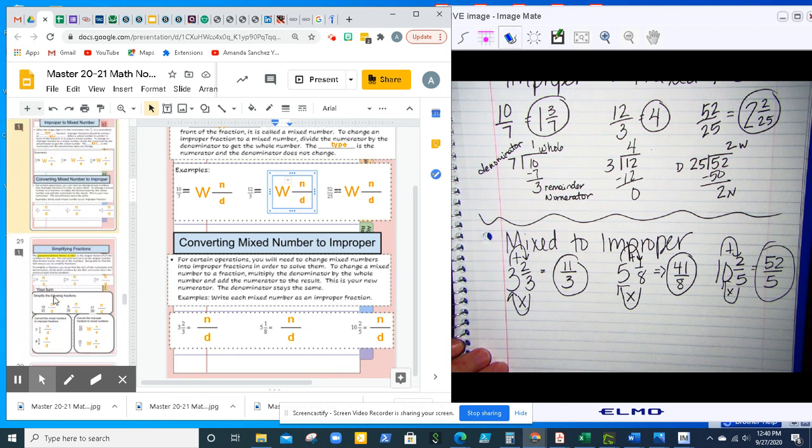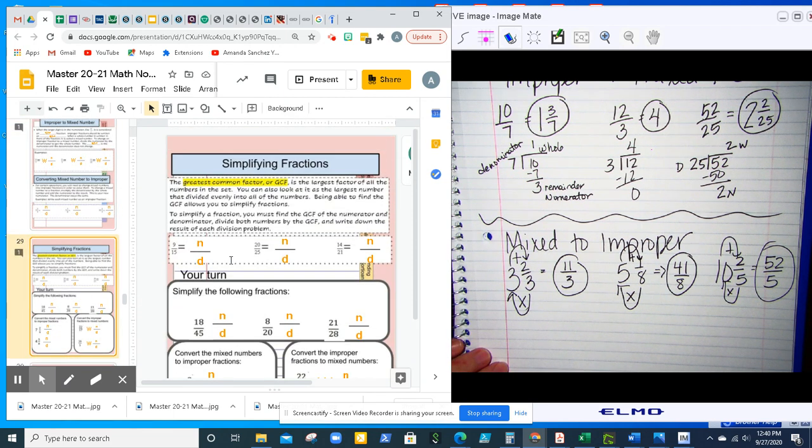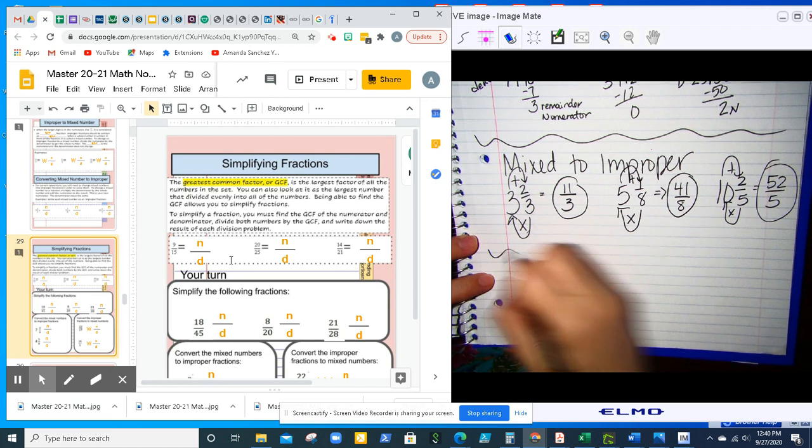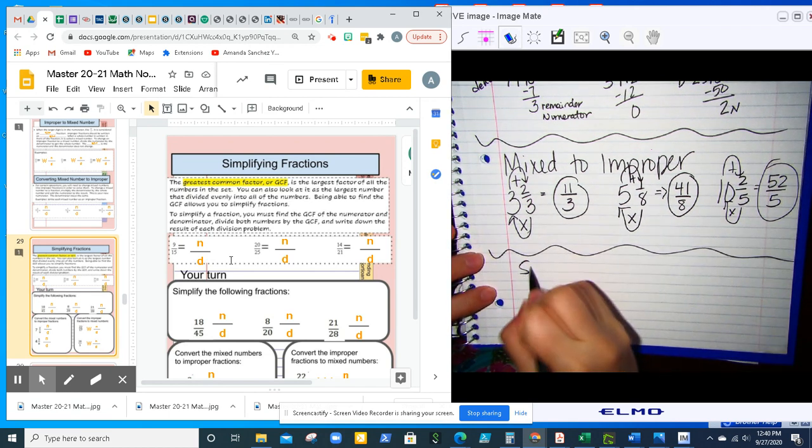The last concept that we're going to go over is simplifying fractions. So in order to simplify, you have to find the GCF, the greatest common factor.